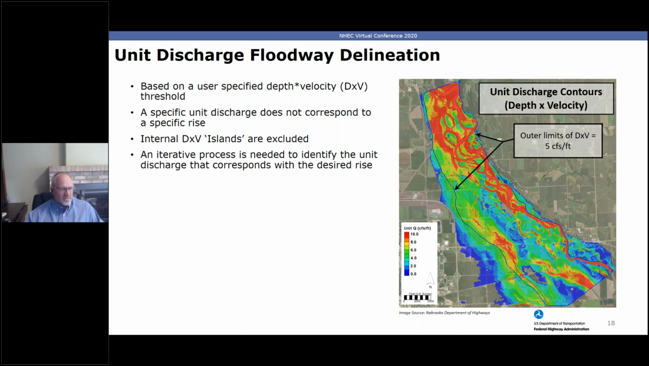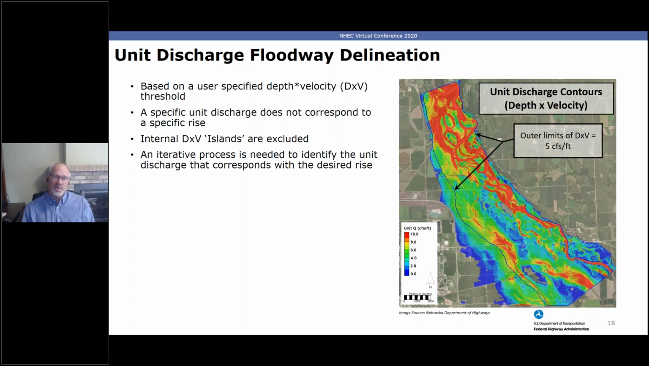Okay. Yeah, thanks. All right, so this method of unit discharge, it's based on simply depth times velocity. All right, so you can take the solution from the 2D model and multiply depth times velocity and get that unit discharge. And we use this then to delineate basically a risk-based corridor. Okay, so it's very important to understand that this unit discharge method really has nothing to do with floodway rise. Okay, it's simply a method. It's a risk-based method to define a corridor that could then potentially be used as a floodway boundary.